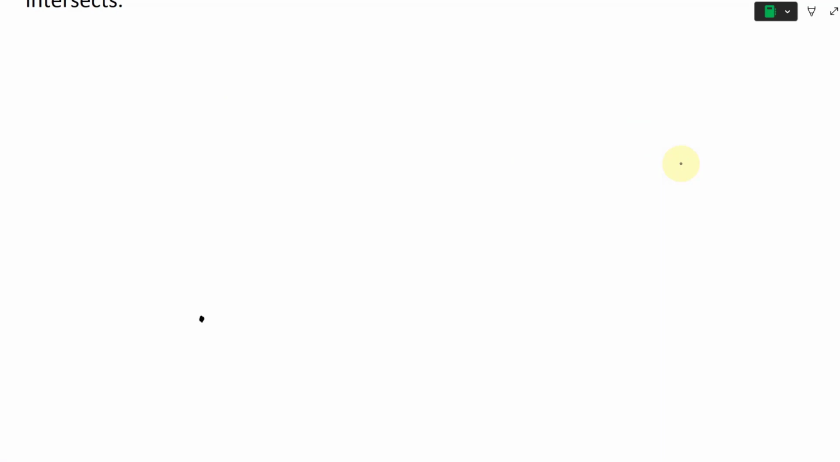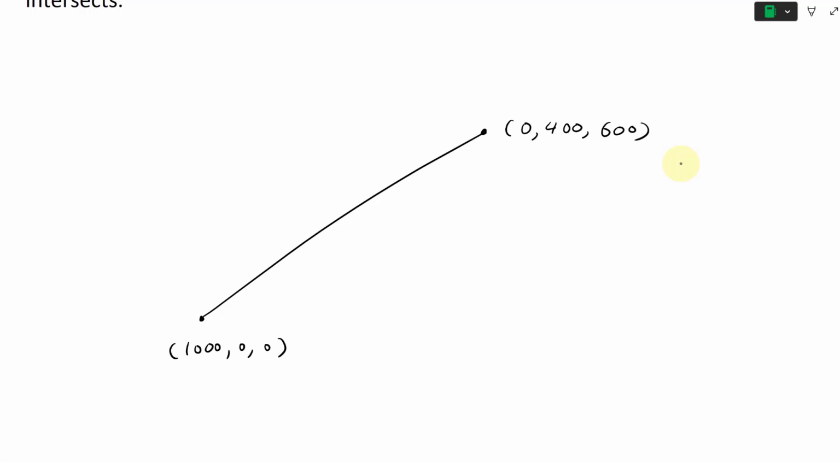So likewise, we'll draw from the camera 1000, 0, 0. And then what we'll do is this goes up like this to the top. It's at 0, 400, and then this is going to be 600. And then we'll go across it like this.